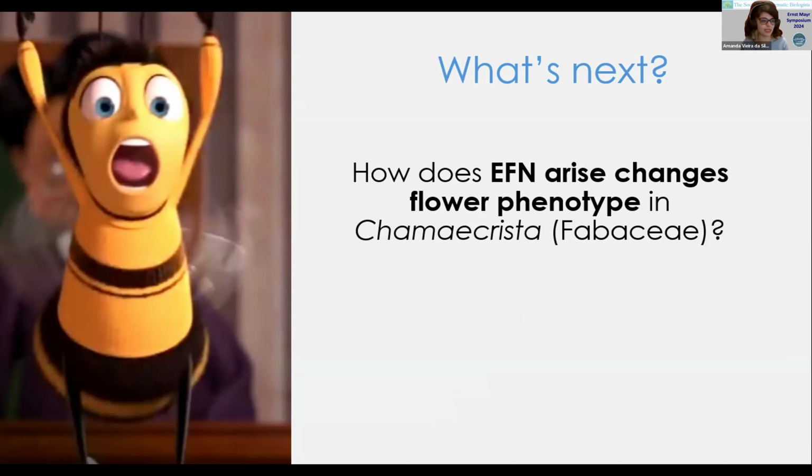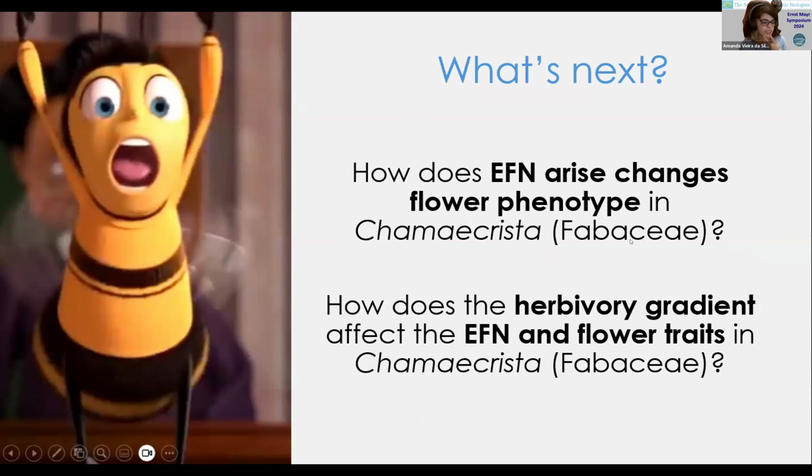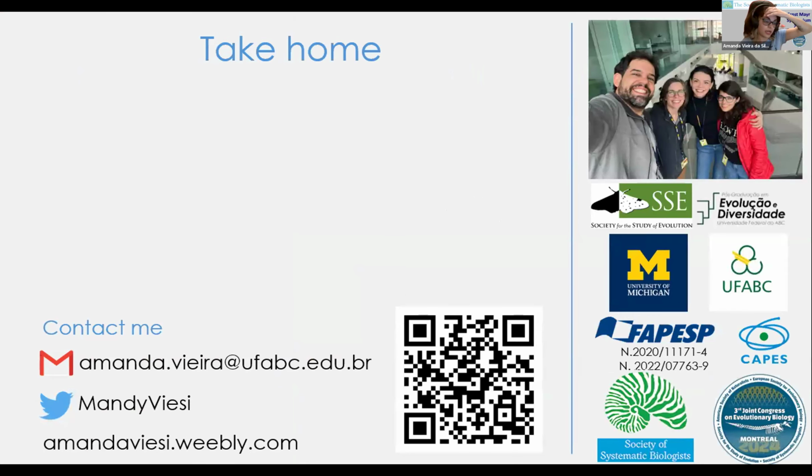So it's going to be my next chapters. So I'm going to study how the arise of extrafloral nectaries changes the floral phenotype in Chamaecrista, which is a buzz-pollinated plant. And how does the herbivory gradient affect the evolution of extrafloral nectaries and some flower phenotypes, also in Chamaecrista? I want to thank you all for watching the presentation.